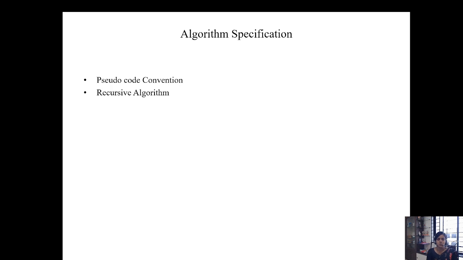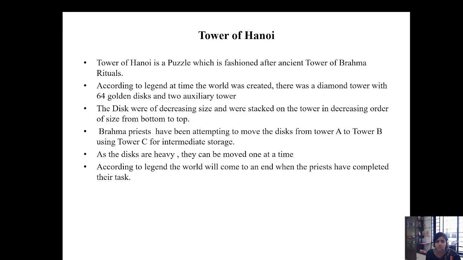Next one is a recursive algorithm. Recursive algorithms are those algorithms which are required to run repeated times. If an algorithm is calling itself to execute the same concept, we call it a recursive algorithm. The best example of a recursive algorithm is the Tower of Hanoi.